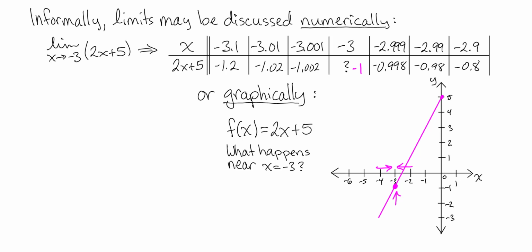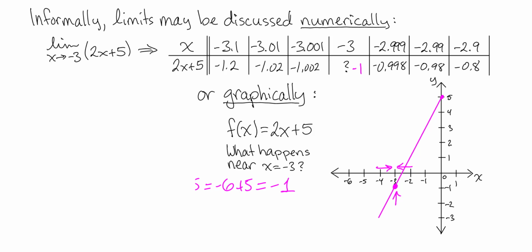What about algebraic techniques? Of course, you may have already thought of this. If we want the limit as x approaches -3 of 2x plus 5, can't we just plug it in and get 2 times -3 plus 5, which is -6 plus 5, and that equals -1? So we already know that answer, right? Right, we do. But why are we allowed to do that? When can we just plug in to find the limit?